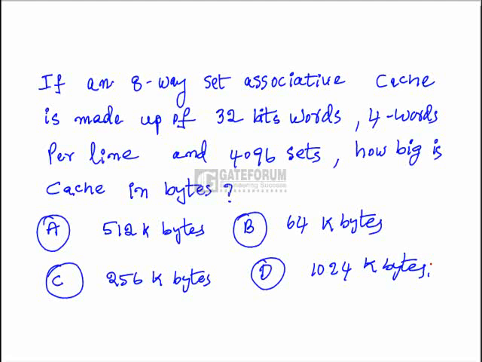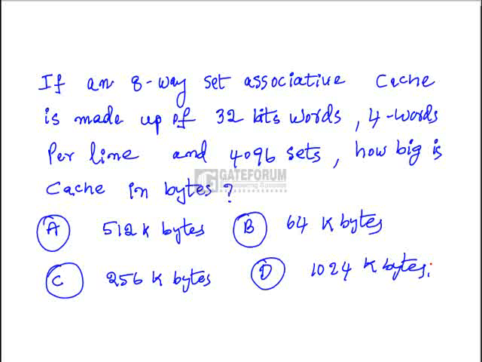4 words per line and 4096 sets. How big is the cache in bytes? So we need to find out the size of the cache. It is an 8-way set associative cache, with 32-bit words, 4 words per line and 4096 sets. Total number of sets is 4096. Option A is 512 kilobytes, B 64 kilobytes, C 256 kilobytes and D 1024 kilobytes.